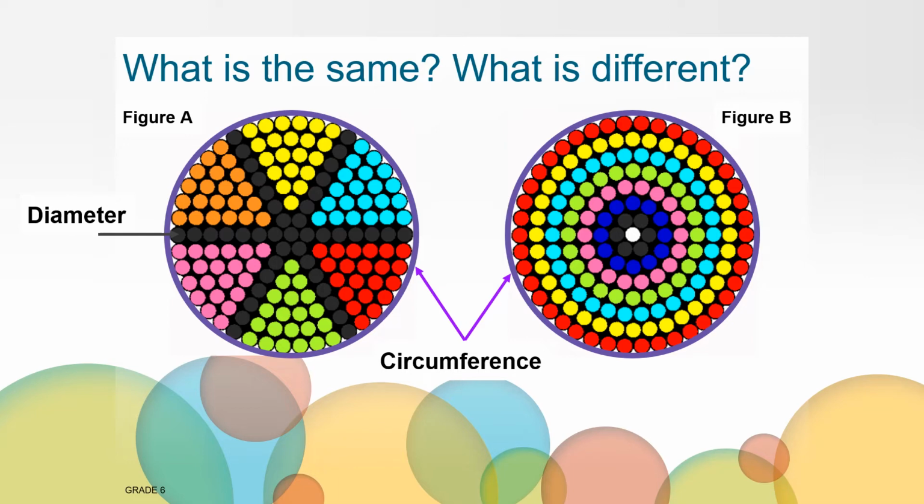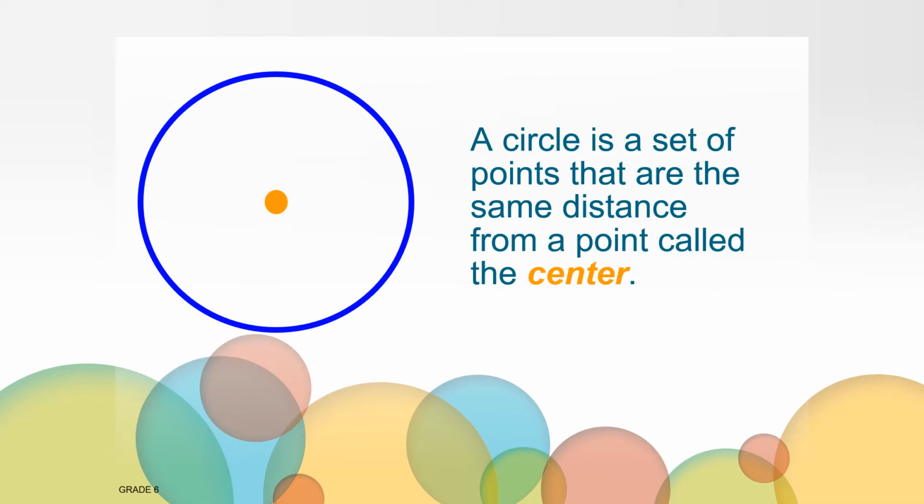Next, we'll zoom in to some of the different terms that mathematicians use when we work with circles. I bet that you've been noticing circles since you were very young. Mathematicians use specific terms to describe the different parts of a circle so that we'll all have a common language. You might be wondering about the mathematical definition of a circle. Mathematicians define a circle as a set of points that are the same distance from a point called the center.